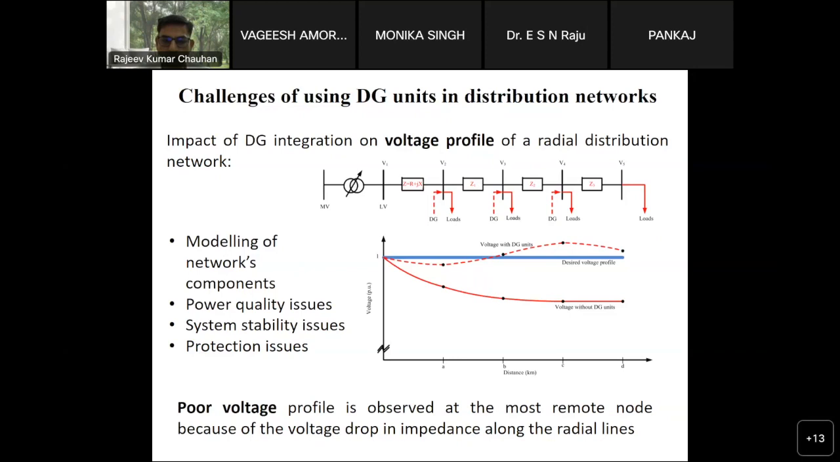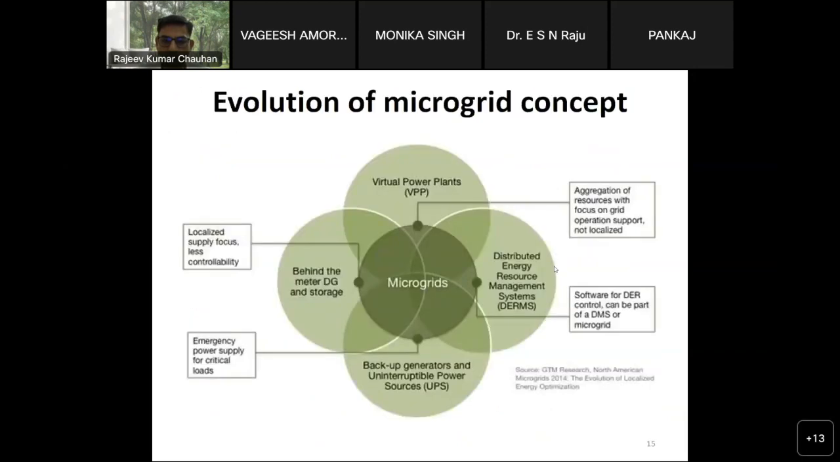So in order to avoid all these issues, we are moving towards the microgrid concept. As we can see, a microgrid includes the DC and energy storage technologies, and we can also include backup generators and UPS power supplies, and the DR management system. We can also include the virtual power plant. When we combine all these things, we have one small scale network, which is called a microgrid.